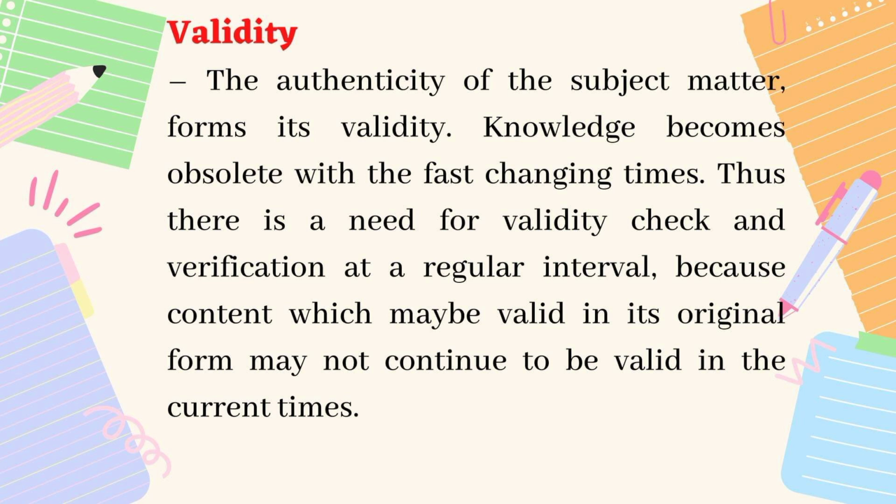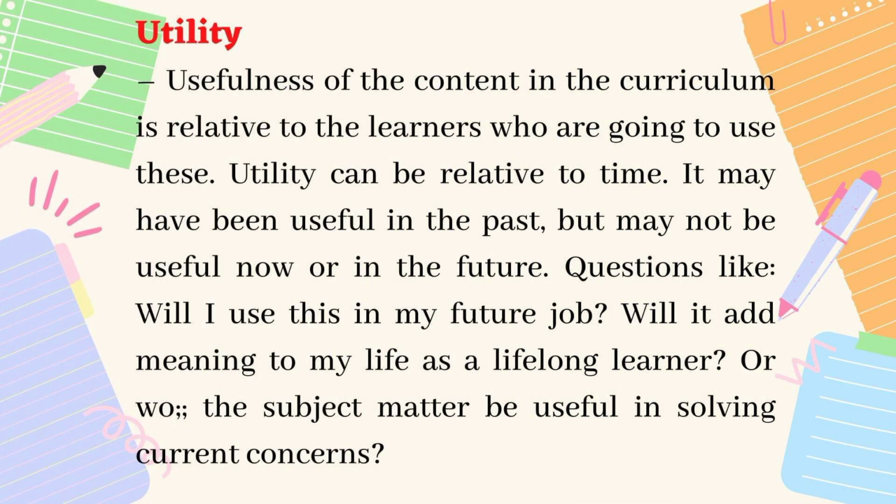Knowledge becomes obsolete with the fast-changing times. There is a need for validity check and verification at a regular interval, because content which may be valid in its original form may not continue to be valid in the current times. Utility: usefulness of the content in the curriculum is relative to the learners who are going to use these. Utility can be relative to time. It may have been useful in the past, but may not be useful now or in the future.